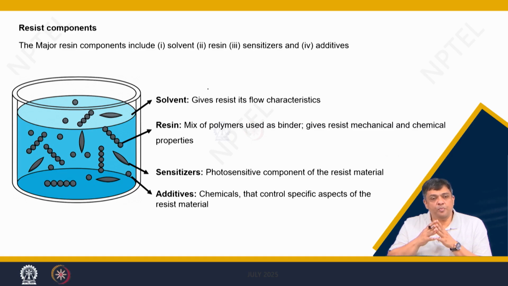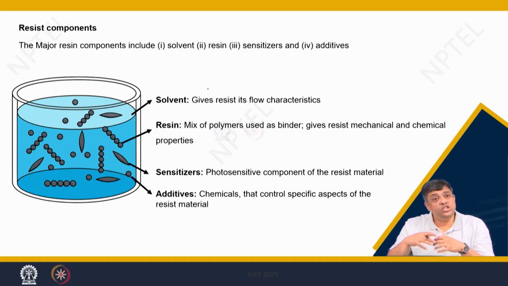Now, if you now look into the resist properties. So, the major properties of the resist would be, you will have the solvents, the resin, the sensitizers and additives. So, what is there? The solvent gives the resist its flow characteristics. So, you have a solvent, because when you spin coat it, you have to have it in a solution form, so that it uniformly coats. You dry it, and then the resist is physically added on the top of the structure.